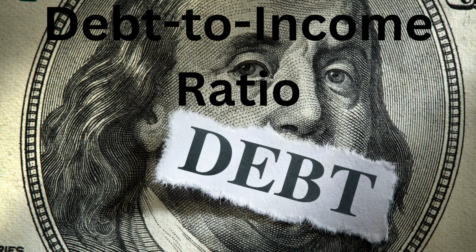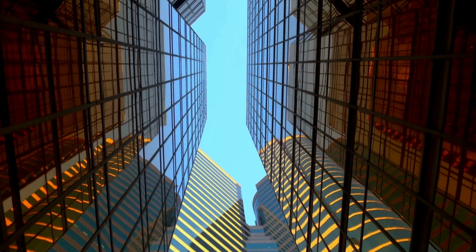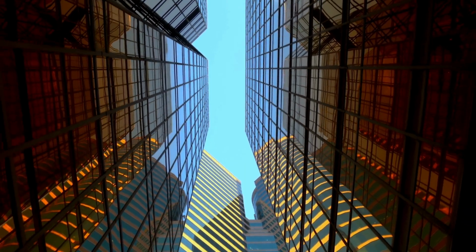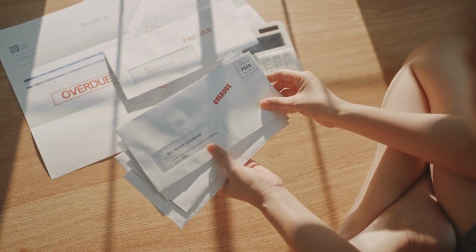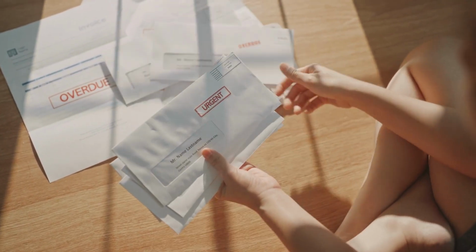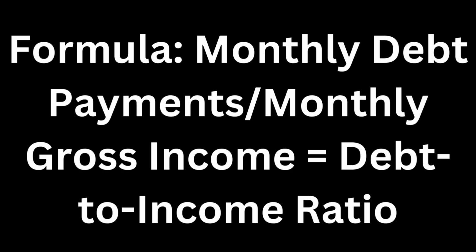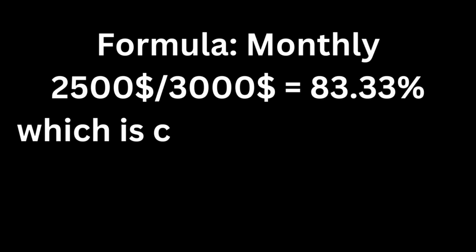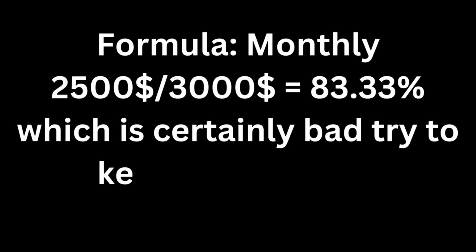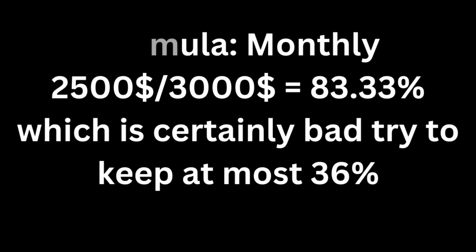Debt to income ratio. The debt to income ratio is often used to determine a company's ability to pay its debts. It works for individuals as well. It tells you what percentage of your income is being used to repay debts. Formula is monthly debt payments divided by monthly gross income is equal to debt to income ratio. Example can be monthly $2,500 divided by $3,000 is equal to 83.33%, which is certainly bad. Try to keep at most 36%.